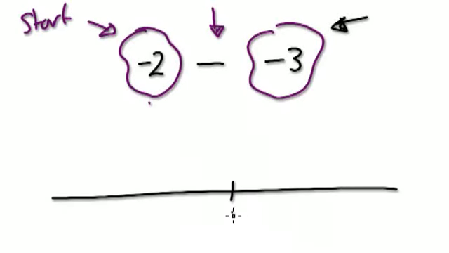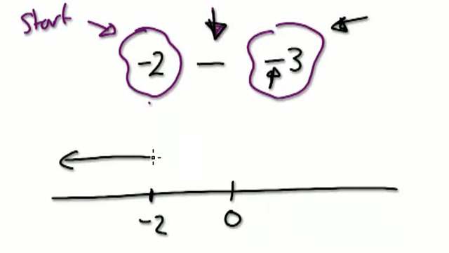Draw a number line. 0 here. Where do we start? We start at -2. Now this is our direction. Normally we would go to the left. Normally we would go this way. But because it's a minus here, we've got to flip it. We've got to go to the right 3 steps. So in effect, what we've got here is -2 plus 3.